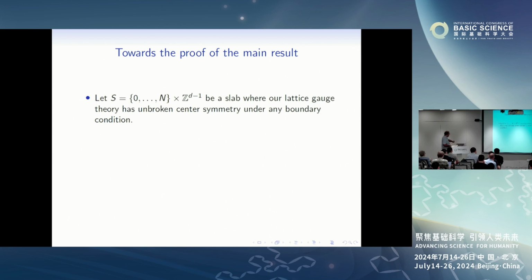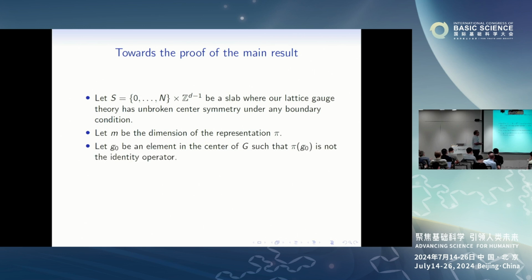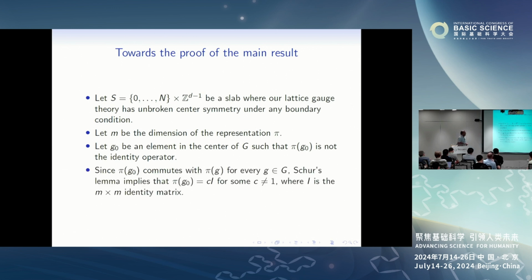Okay, so let me try to prove the result. This is the technical part of the talk. So let S be a slab where our theory has unbroken center symmetry under any boundary condition. Let M be the representation of dimension m. Let G0 be an element in the center of the group so that pi(G0) is not the identity operator. Since pi(G0) commutes with every pi(G), Schur's lemma implies that pi(G0) is some constant times identity, but it's not the identity, so the constant has to be not equal to 1. C has modulus 1, but is not equal to 1. So that's pi(G0); it must be of that form.